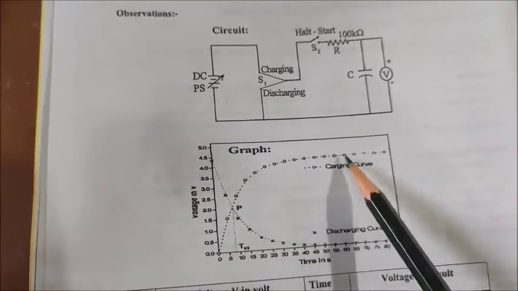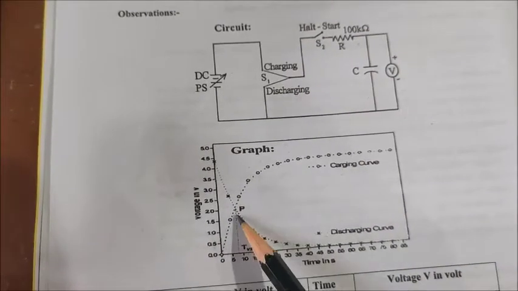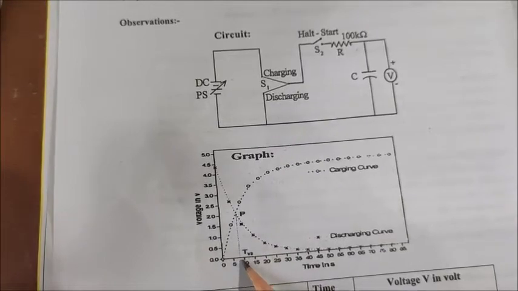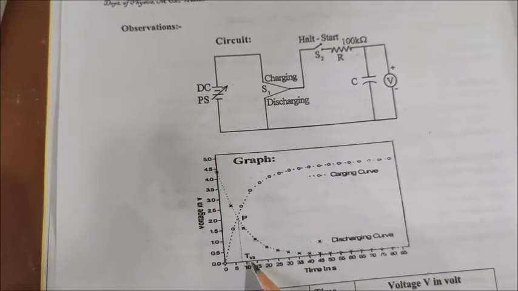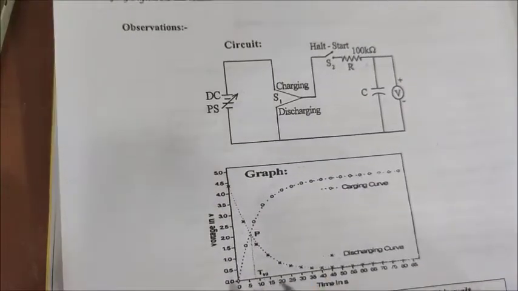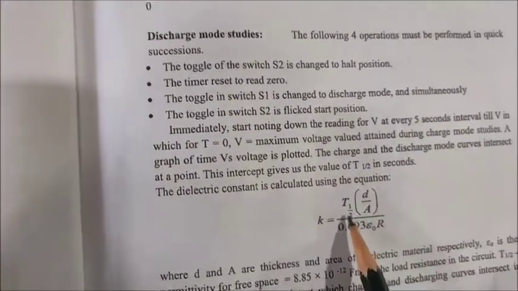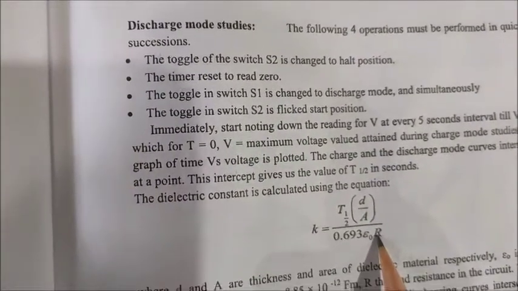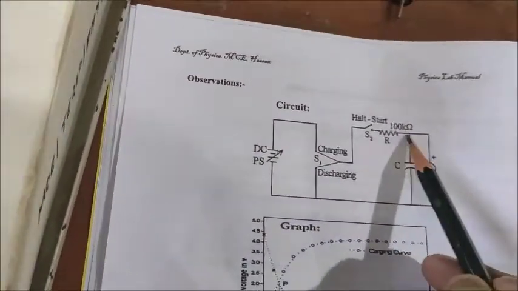The two curves, one for charging and the other for discharging, intersect here at a point P. You extrapolate this point to the x-axis, that is T off. You have obtained the value of T off from the graph. Now this value of T off is used in the equation given. Here R is the resistance connected in the circuit. The value of the resistance connected in the circuit is 100 kilo ohm.